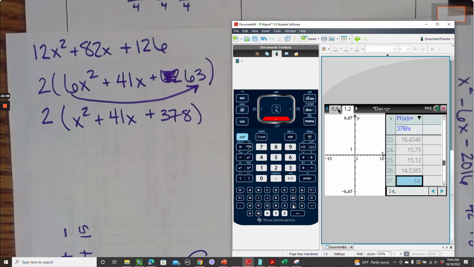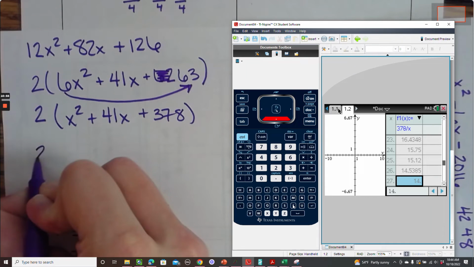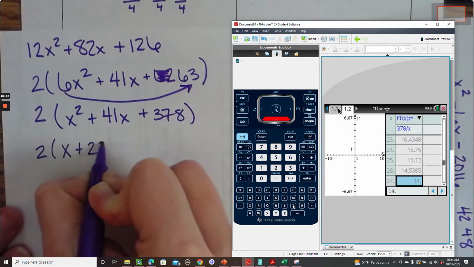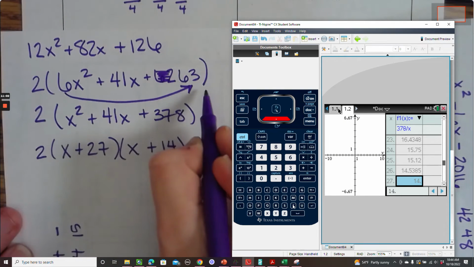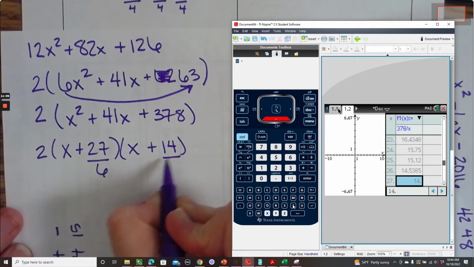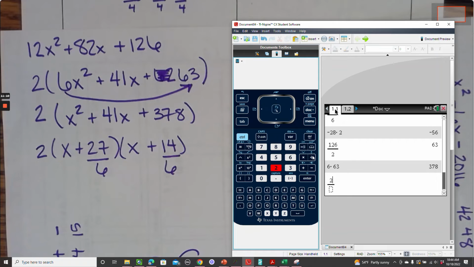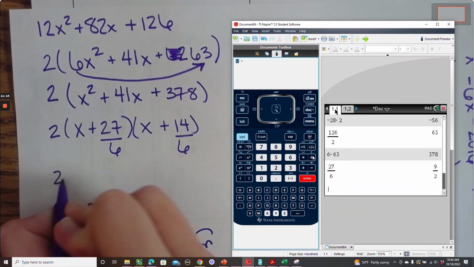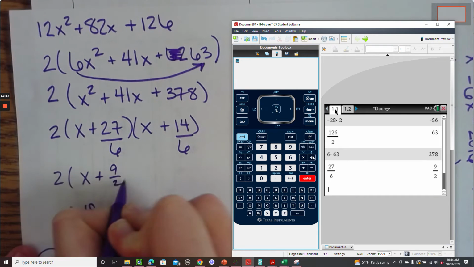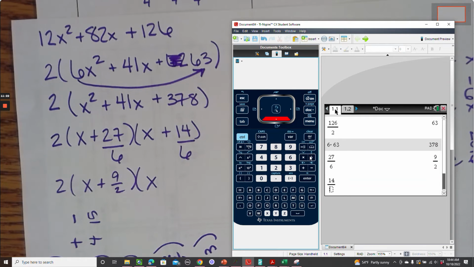That's a 27 and a 14. That's it. Okay. So they're both positive. So we know we're going to have x plus 27 and x plus 14. Now, I slipped a 6. So everything gets divided by the 6. Please make sure you're simplifying those fractions. All you have to do in the calculator is just type them in and hit enter and see if they simplify. So this one is 9 over 2. 14 over 6.